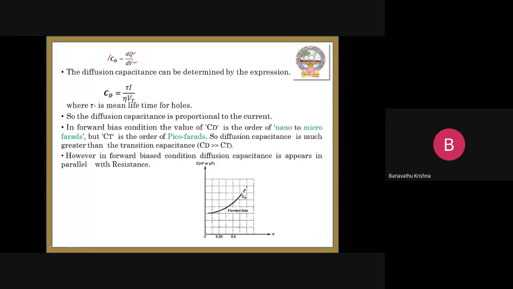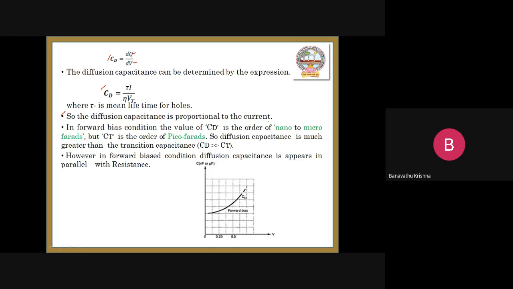The diffusion capacitance can also be determined by another expression, CD equals tau times I by eta Vt, where tau is the mean lifetime of the holes. So the diffusion capacitance is proportional to the current. Proportional to the current, the diffusion capacitance is in increasing order.